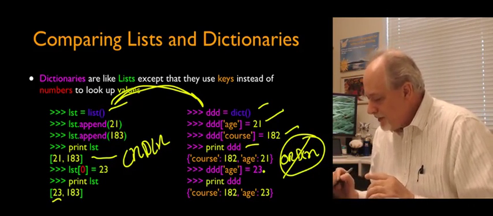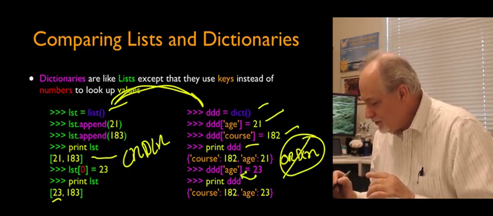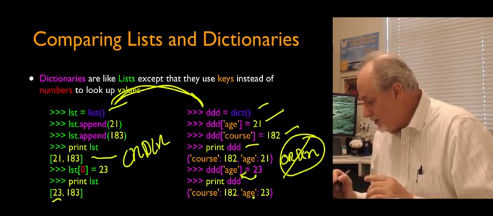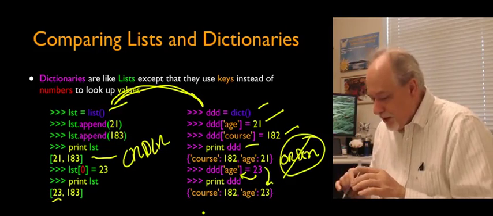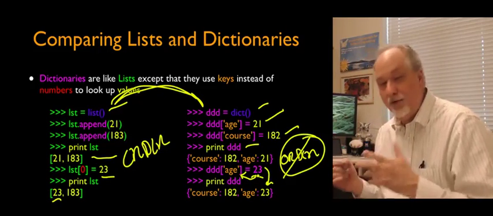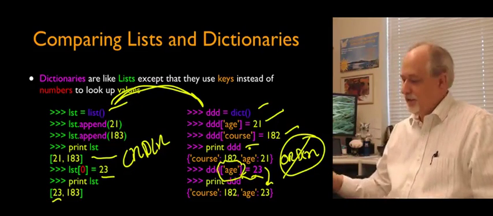So if we come down here and I say, okay, stick 23 into, assignment statement, into DDD sub age, well, that will change this 21 to 23. So when we print it out. So this part where you look something up and change the value, you can do either way. It's just how you do it here is a little bit different.